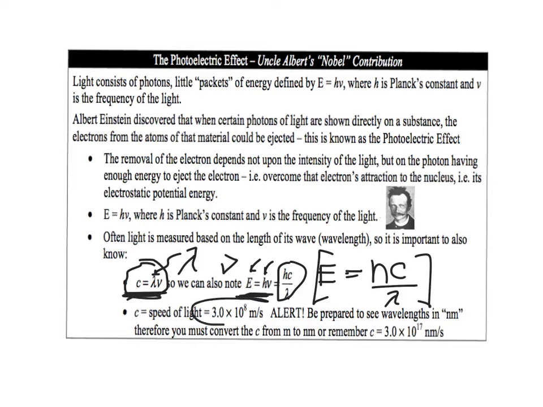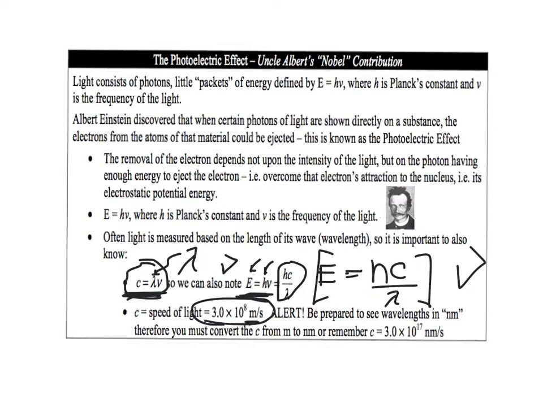The speed of light, you do not need to memorize. It is rounded to 3.0 times 10 to the 8 meters per second on the AP equation sheet. So just be careful. Anytime you put in a wavelength and use the speed of light, your wavelength has to be in meters.